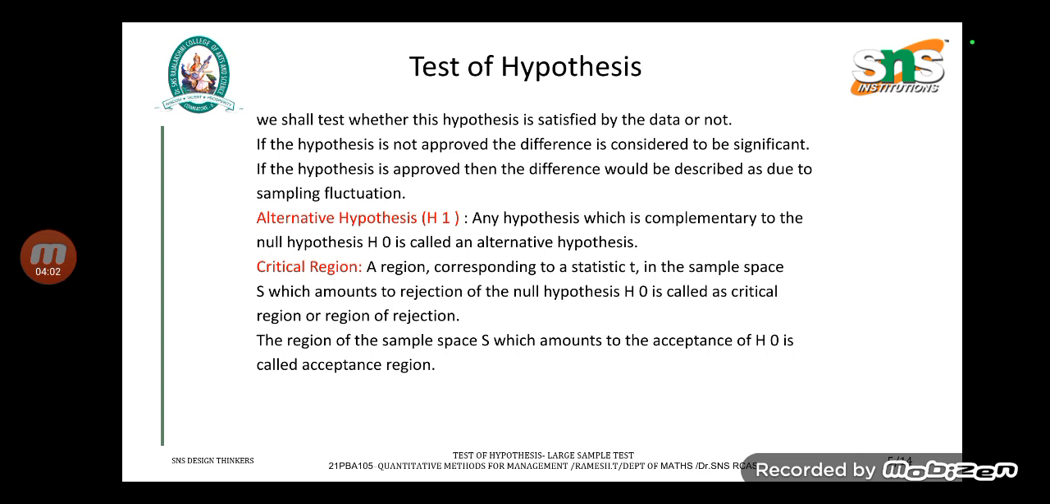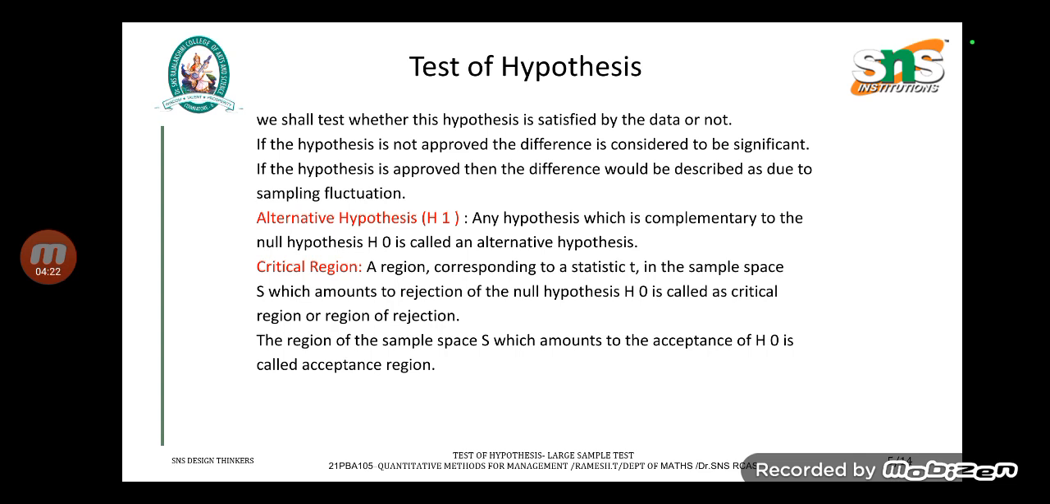So, the null hypothesis is set against the given data. We check whether there is any significant difference or not. That is the null hypothesis. The alternative hypothesis, which is complementary to the null hypothesis, is denoted by H1. The null hypothesis is H0. The alternative hypothesis is H1.